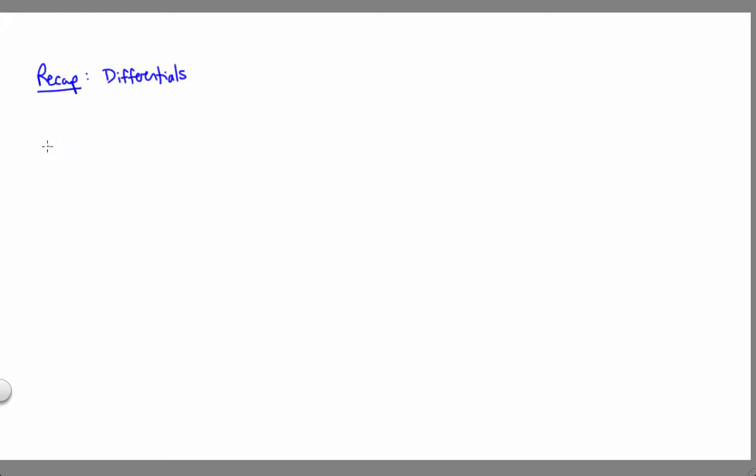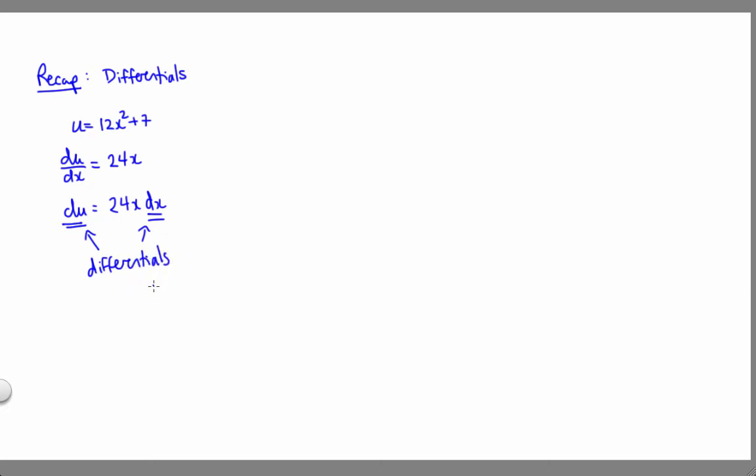Before our next example, it would be a good idea to do a quick recap about differentials. Let's say we have a function u which is equal to 12x squared plus 7. We could write the derivative of u with respect to x as du by dx, and that would be 24x. But we could also rearrange this expression to write du is equal to 24x dx. And when we write it in this form, we're thinking of du and dx as individual expressions. These guys here are called differentials. So let's see how we can use this idea in our next example.